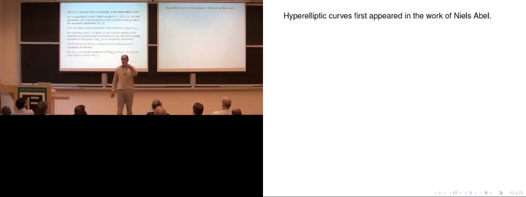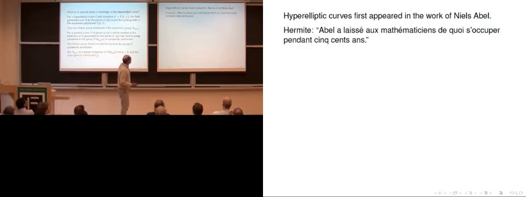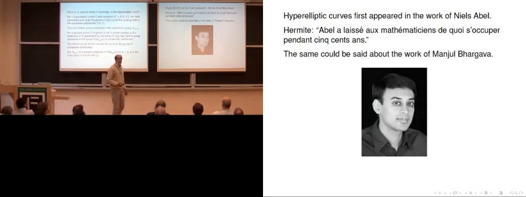But after he died, he became quite well known, and in the next generation, Hermite made a beautiful comment about Abel's work in his treatise on elliptic functions, and he said, Abel a laissé aux mathématiciens de quoi s'occuper pendant 500 ans. 500 years. He gave us enough to think about for 500 years, which I think is true because we've been thinking about it for 200 years and we're still not there yet. So, in my humble opinion, I think the same can be said about the work of Manjul. He has opened up a huge area of mathematics that people will be thinking about hundreds of years from now. Thank you very much.